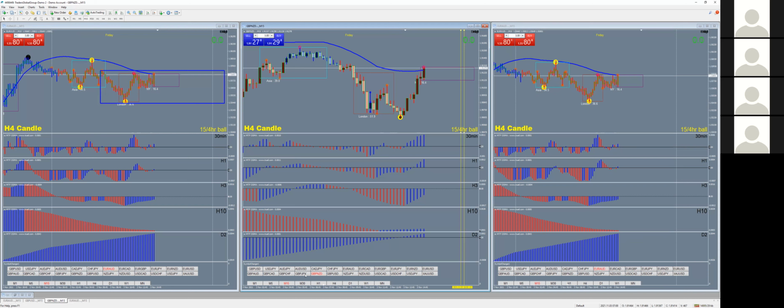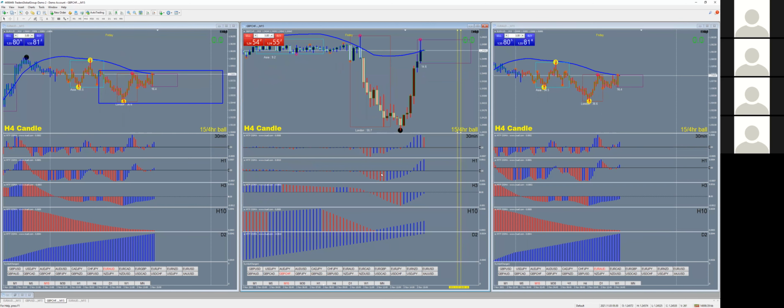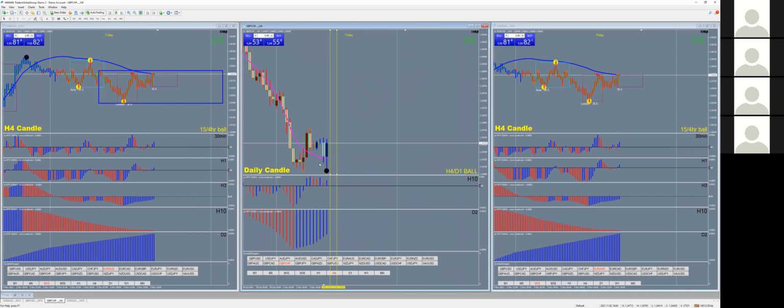I saw the pound Swissy order, looks pretty good. Okay. It's just getting started. You go to the 4-hour. We have a W formation forming. We have a double bottom. Everything D2 is in sync with H10.